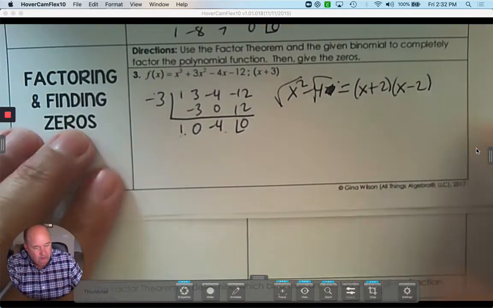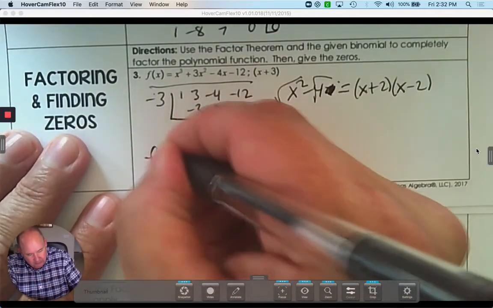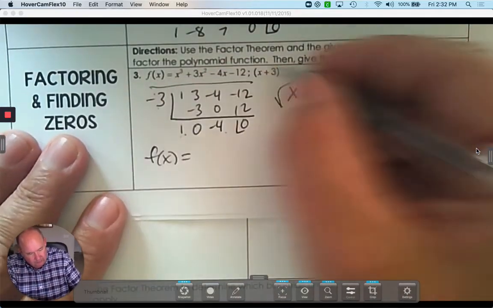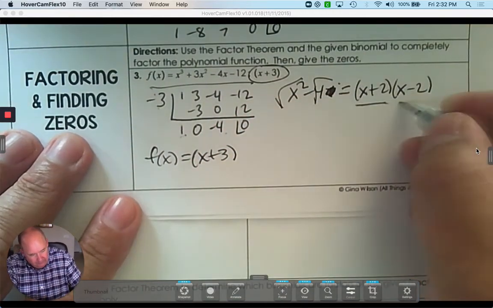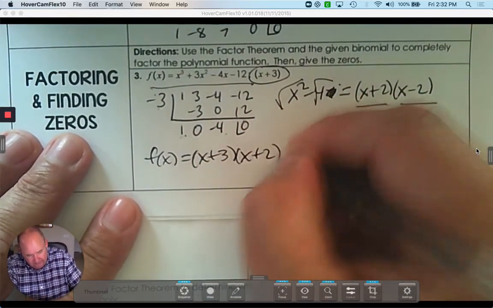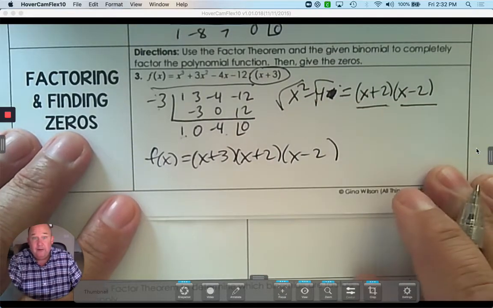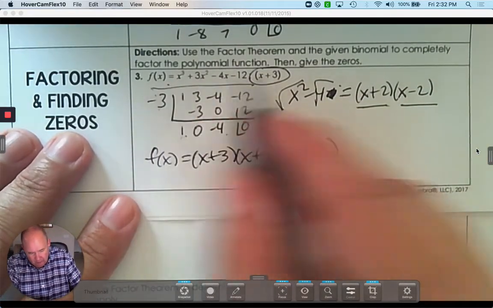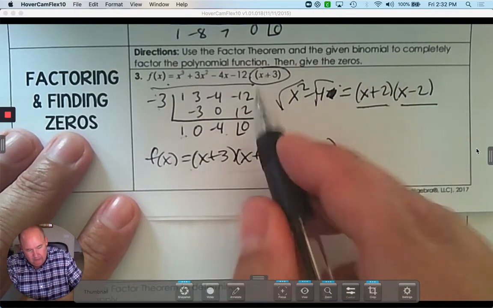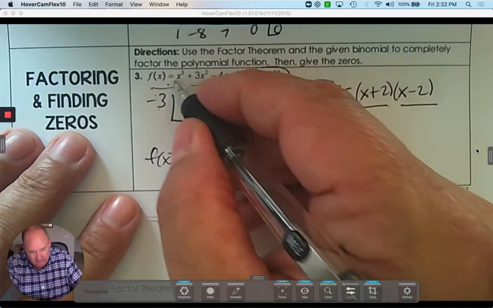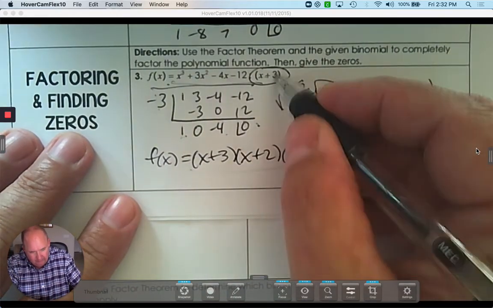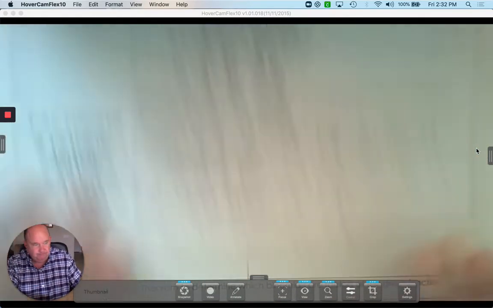So now, go back to the beginning. How do I write this properly? Well, negative 3 came from this factor, x plus 3. Then, what are the next two factors we found? X plus 2, x minus 2. We have now factored out this long polynomial using the factor theorem to help us out. Can you factor this long polynomial, right, when given one factor? And there's the answer.